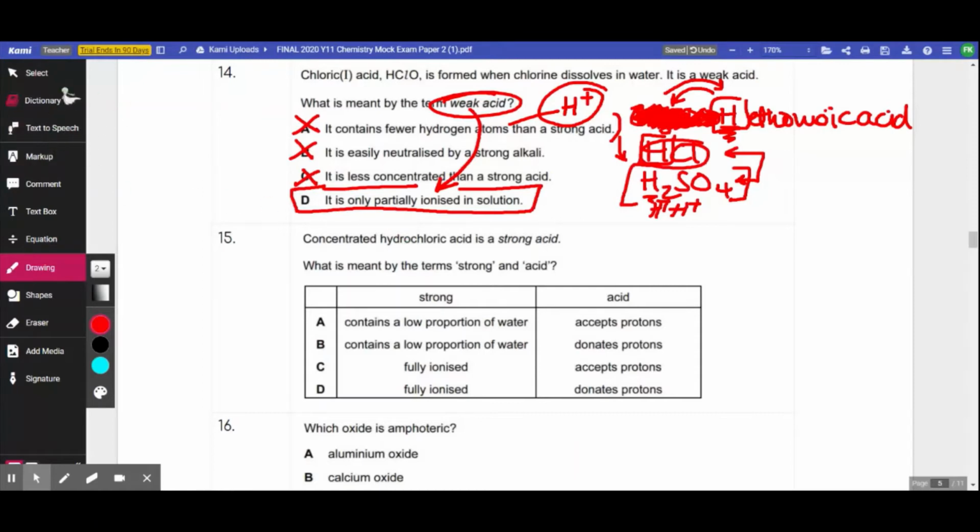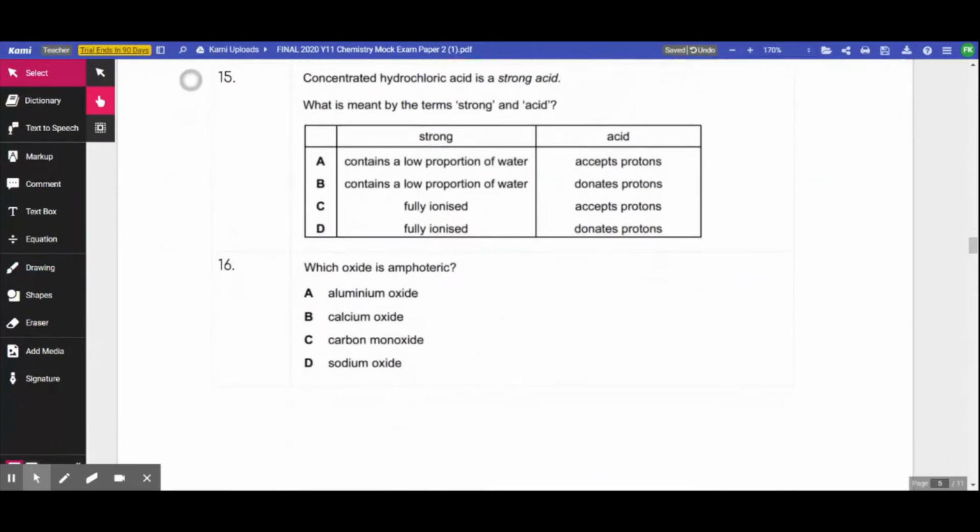So off we go to the next question. So we're going to move on, and we've got another acid question, which is as follows. If you would like to pause the video, you can do so.